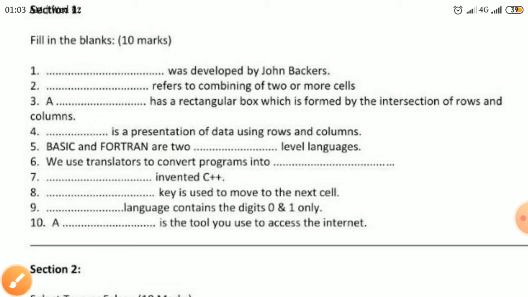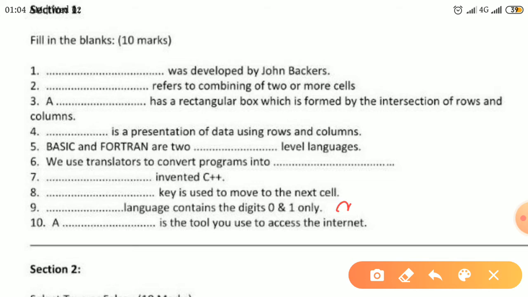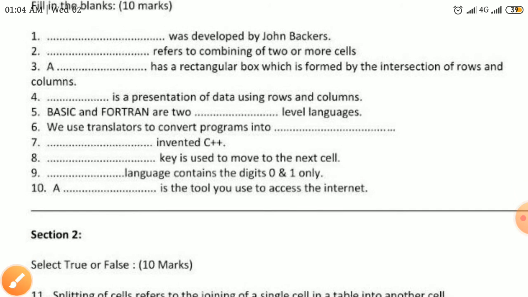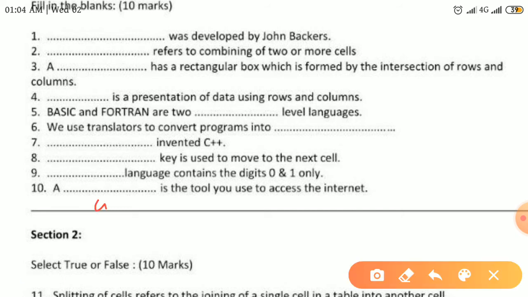Okay. For the ninth one, dash language contains the digits 0 and 1 only. The answer is machine. M-A-C-H-I-N-E, machine. For the last one, the 10th one, a dash is a tool you use to access the internet. The answer is web browser.